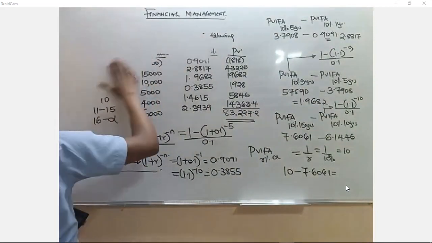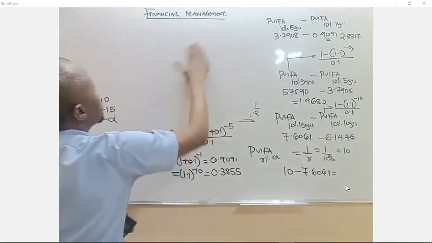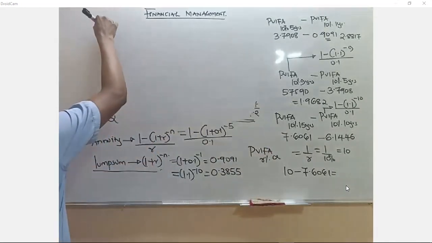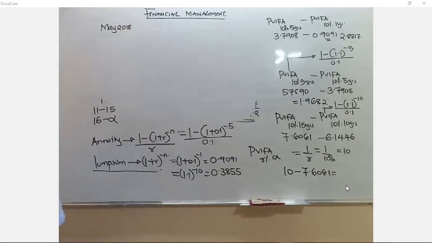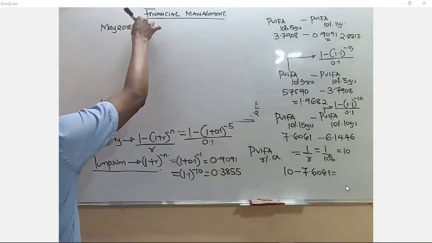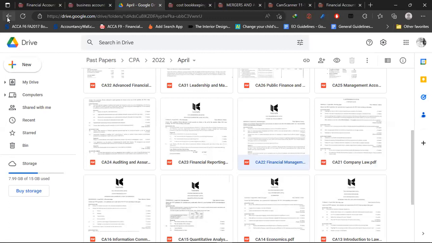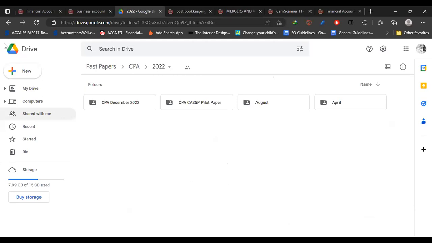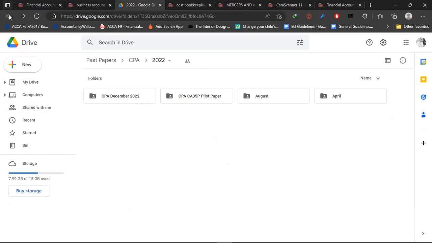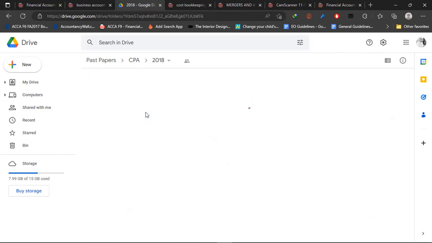May 2018, there is a question there. Question 4D. From this period, I have not seen them bring these types of questions, so be careful. Let us go there. May 2018 here.